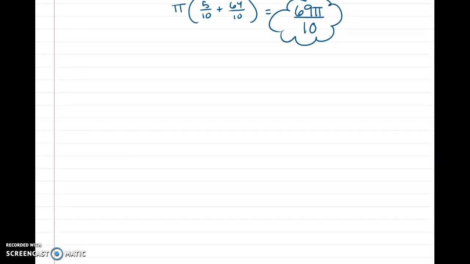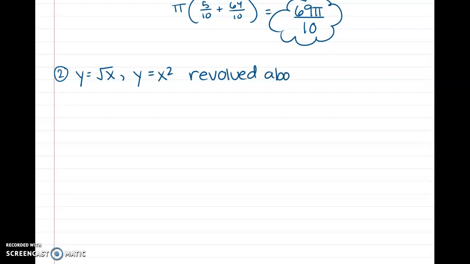For our second example, let's look at y equals the square root of x and y equals x squared revolved about the y-axis.